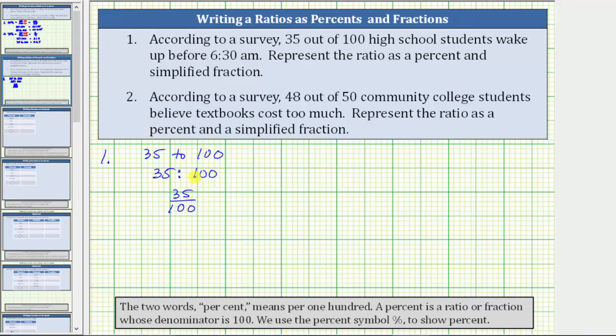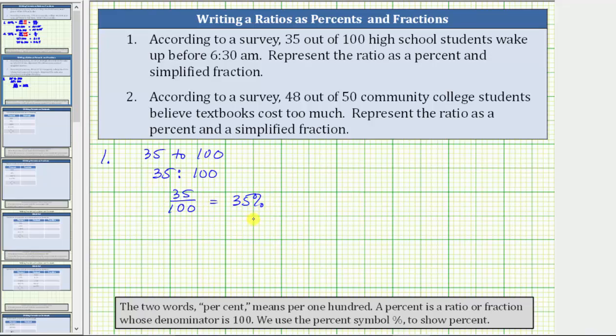And now looking at the notes below, the word percent means per 100, and therefore percent is a ratio or fraction whose denominator is 100, and we use the percent symbol or percent sign to show percent. So because here we have the ratio or fraction with a denominator of 100, 35 to 100, or 35 hundredths, is equal to 35%.